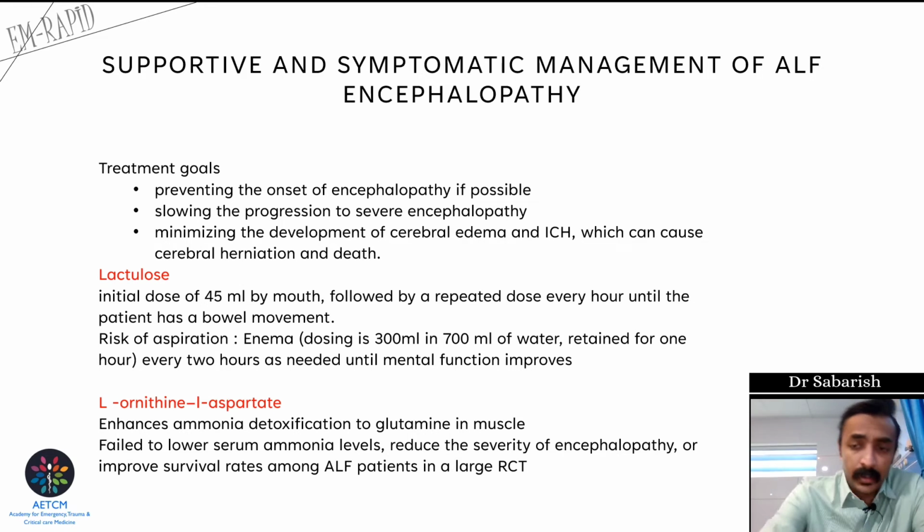The recommended gold standard for management always remains lactulose. The recommended initial dose is around 45 ml, followed by repeated doses every hour until the patient has an adequate bowel movement. Usually, as you all know, we target at least 3 good quality bowel movements in 24 hours.